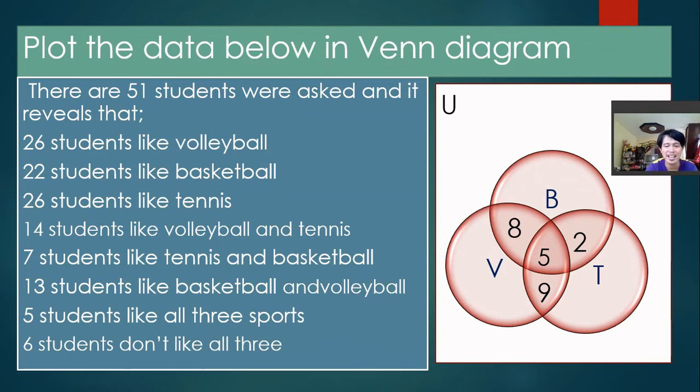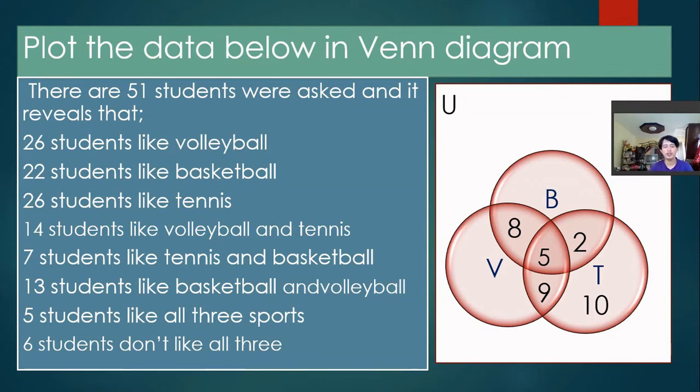Next is 26 students like tennis. Now look at the tennis circle. There are numbers already. We have 2, 5, 9. 2 plus 5 is 7, plus 9 is 16. And what is lacking to 16 to get 26? 26 minus 16, the answer is 10 for tennis only. So we have solved the circle for tennis.